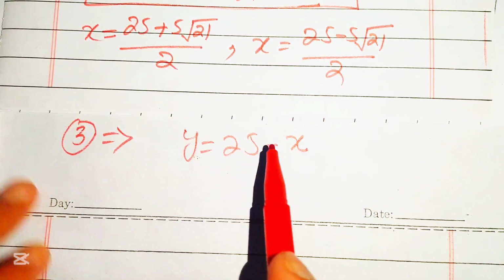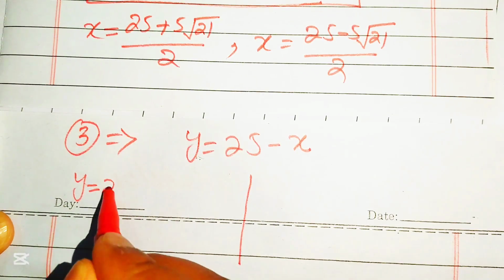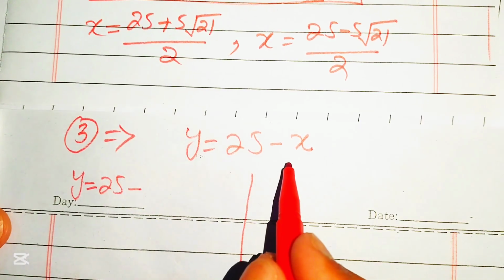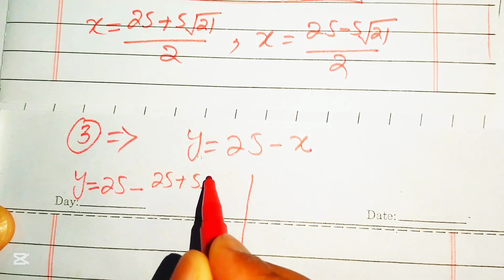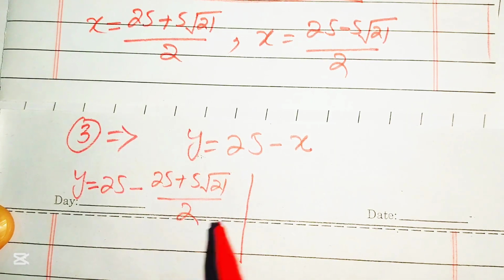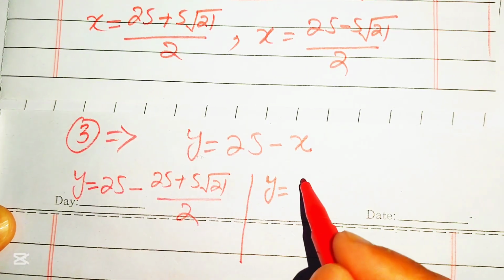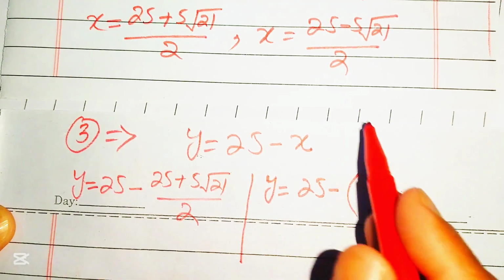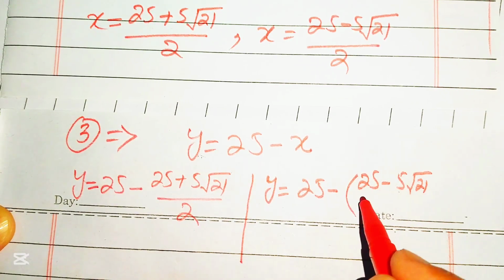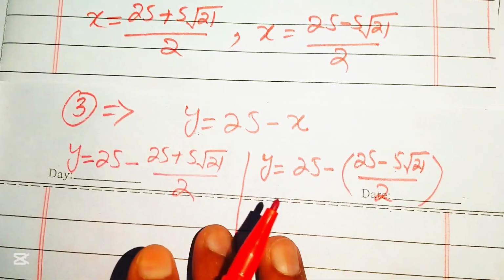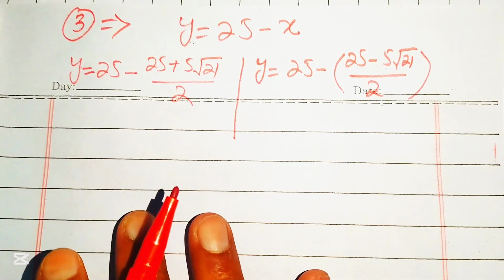So we substitute these two values of x here, and we will make two cases. The first case: we have y equals 25 minus x, and the value of x in that case is this one. We write it as 25 plus 5 times the square root of 21, divided by 2. Similarly, in the second case, we substitute this value of x and we get y equals 25 minus the value of x, which is 25 minus 5 times the square root of 21, divided by 2. In the next step we will solve these two cases.